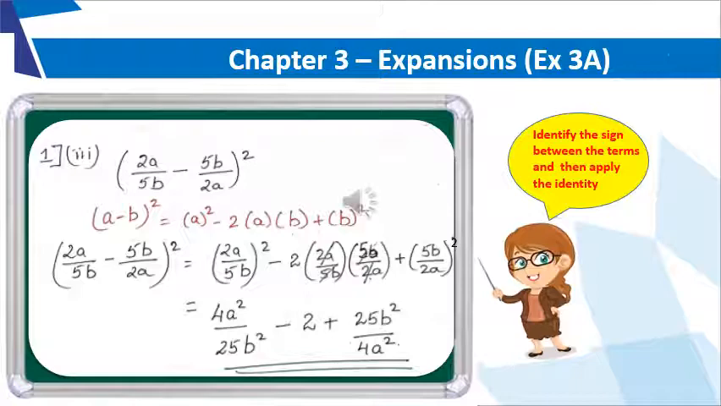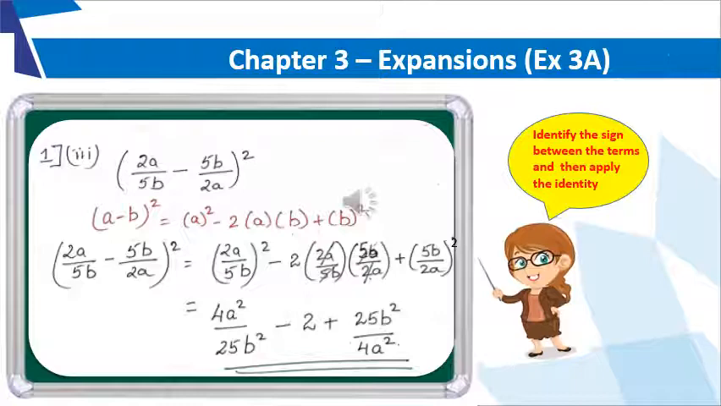Let's solve some sums from exercise 3a. (2a upon 5b minus 5b upon 2a) the whole square. Before using the identity, identify the sign between the terms and then apply the identity. Here, we'll use the identity (a minus b) the whole square equal to a square minus 2ab plus b square. 2a upon 5b is the first term. 5b upon 2a is the second term.